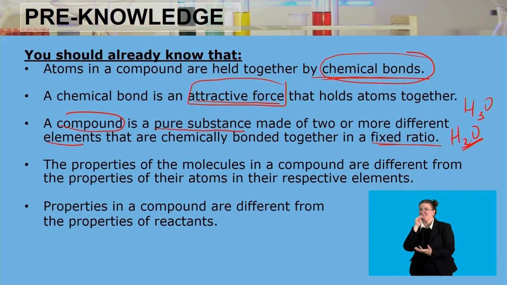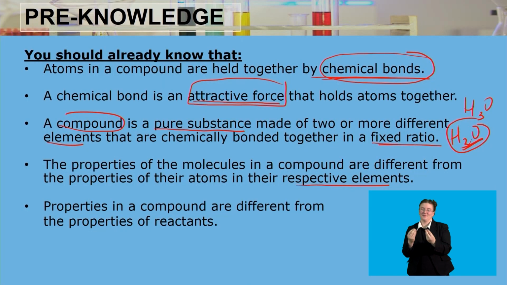In addition to that, the properties of the molecules in a compound are different from the properties of their atoms in their respective elements. That means whenever a compound is formed, the properties of the elements that made that compound are going to be different from the properties of the compound after a chemical reaction has taken place.